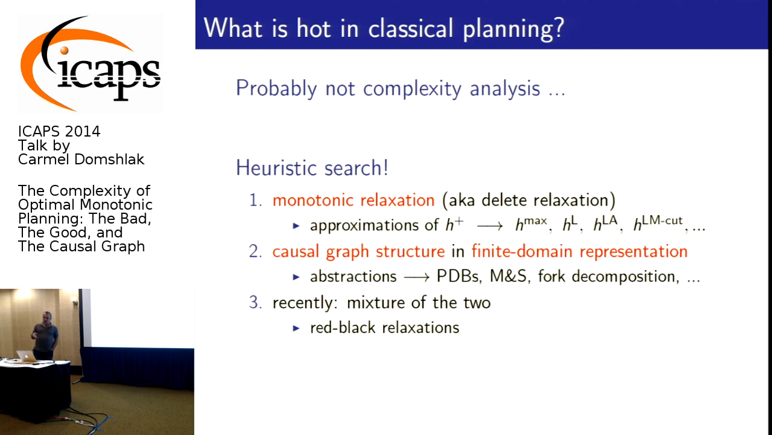The second part is causal graph structure of the problem, especially when it is taken from the finite domain representation of the planning task. And again, it contributed to a lot of practical advancements, mostly around abstraction heuristics, for pattern database selection, merge and shrink abstractions, fork decomposition, et cetera, et cetera. And recently there is a work that explores the mixture of the two, which is the red-black planning project in which Jorg, Mike, and I worked for 2 years.